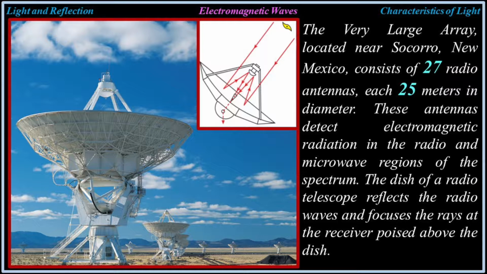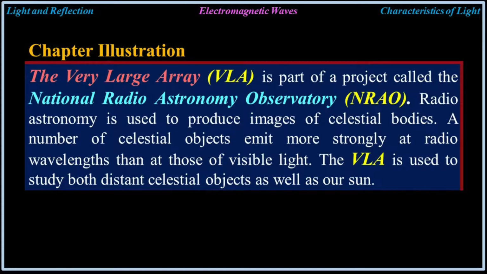The dish of a radio telescope reflects the radio waves and focuses the rays at the receiver poised above the dish. It will actually be the focal point, that point above the dish where the light rays converge.